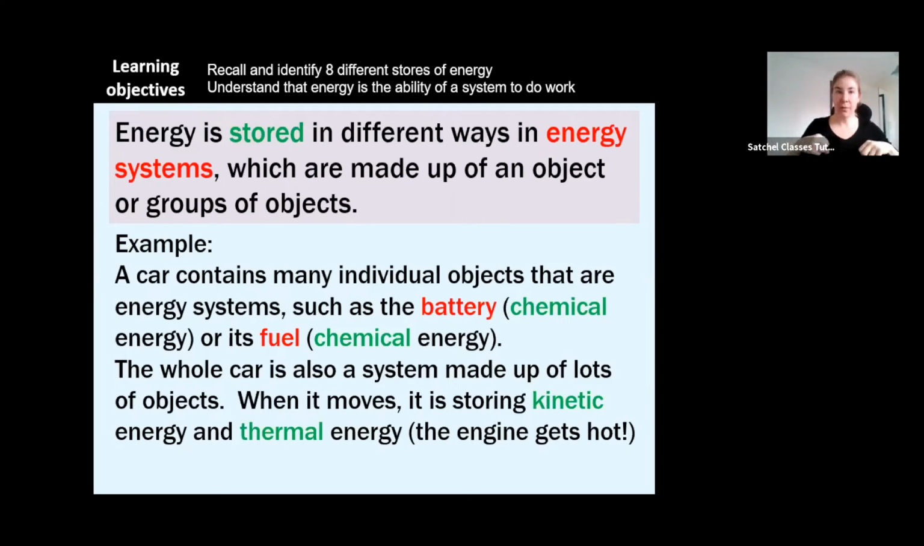Or we can say that inside the system of the fuel, the system of the battery, the system of, I'm trying to think of other things, the brake system, that might have a thermal energy store. So please don't get too confused when they use the term system in a past paper question.